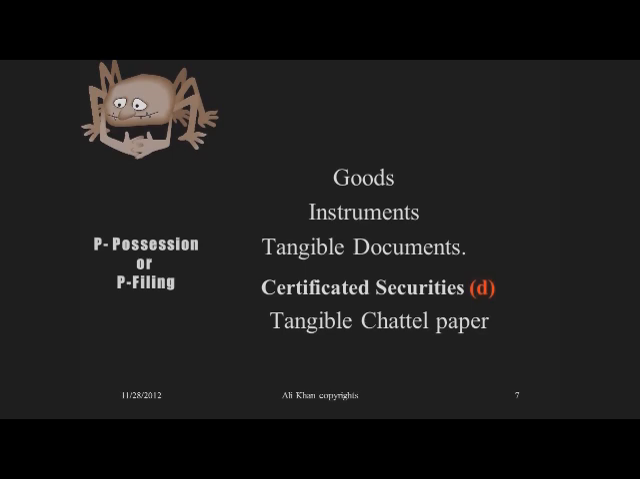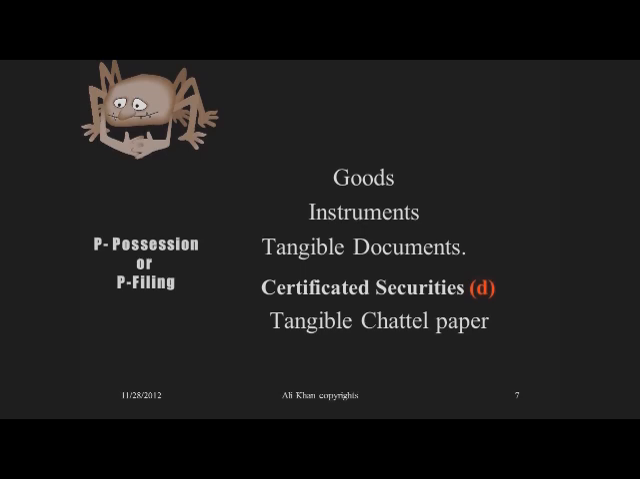Because paper can be possessed, therefore you can perfect your security interest by possessing the instruments, documents, or securities. Now, tangible chattel paper is a little more complex because it has money, payment rights, plus a security interest. And again, chattel paper could either be electronic or tangible. If it is tangible, which means it's paper, it can be possessed. And therefore, security interest in tangible chattel paper can be perfected by possession.